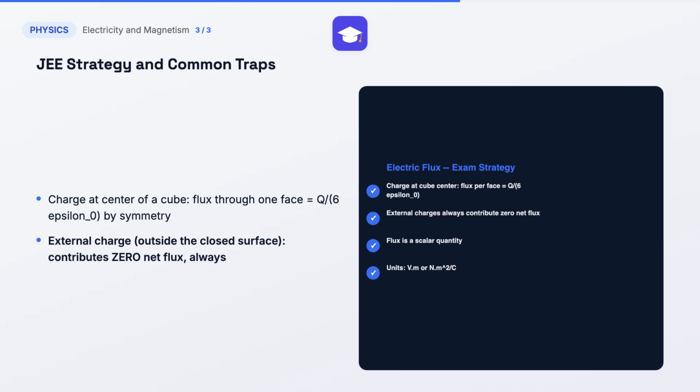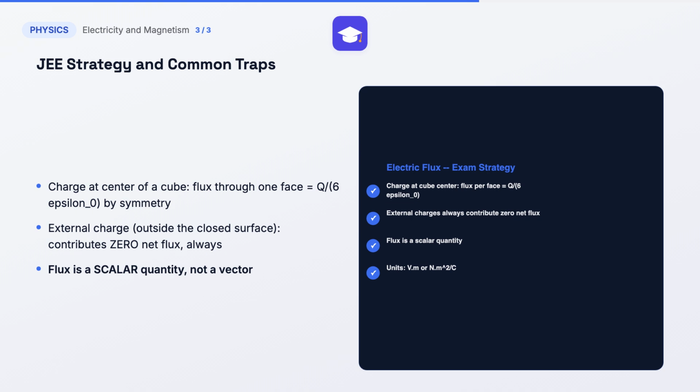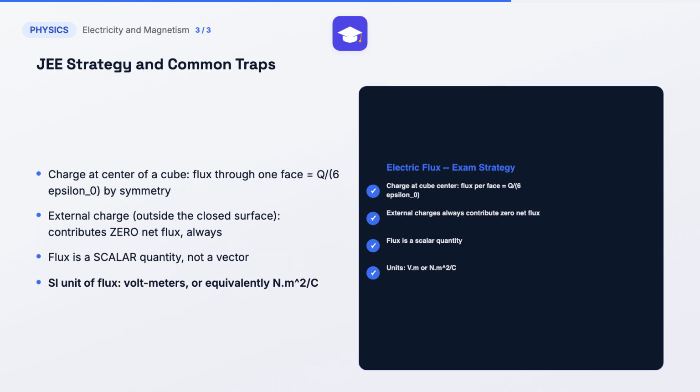A frequently tested trap involves a charge placed outside a closed surface entirely, remembering that this contributes exactly 0 to the total flux through that surface, regardless of how close the external charge sits to the surface. A very common error is assuming a nearby external charge must contribute something. Also remember that flux is a scalar quantity, not a vector, and its SI unit is volt meters, or equivalently Newton meter squared per coulomb, distinct from the units of the electric field itself.